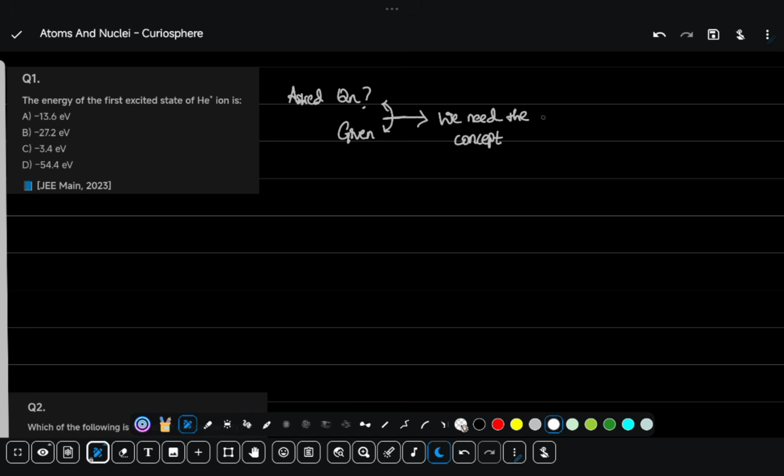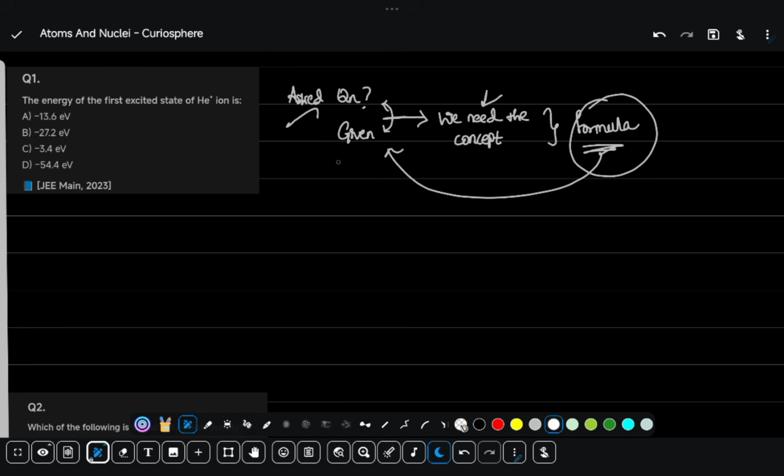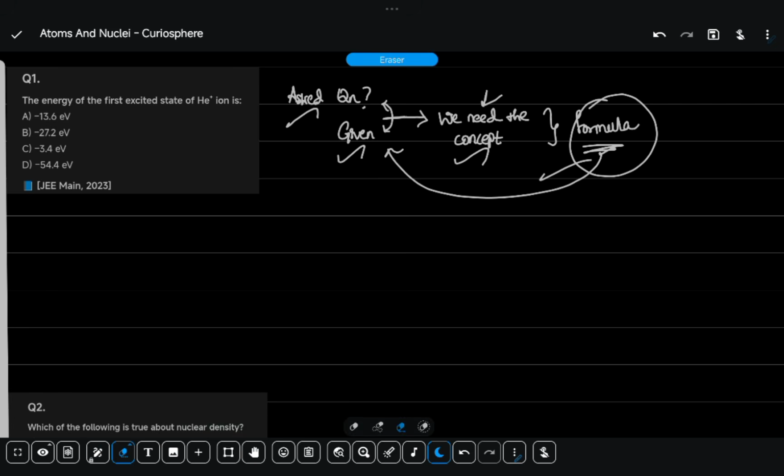Okay, once you get hold of what concept it is, you should get hold of the formula immediately. And once you get the formula, you just apply it to find the answers. For conceptual questions, the formula is not required, but a deep understanding of the concept is required. Okay, so to solve any question, these three parts: first, what is asked, then what is given, then what is the concept behind it, which eventually will lead to the formula. Okay, now let's go through this.